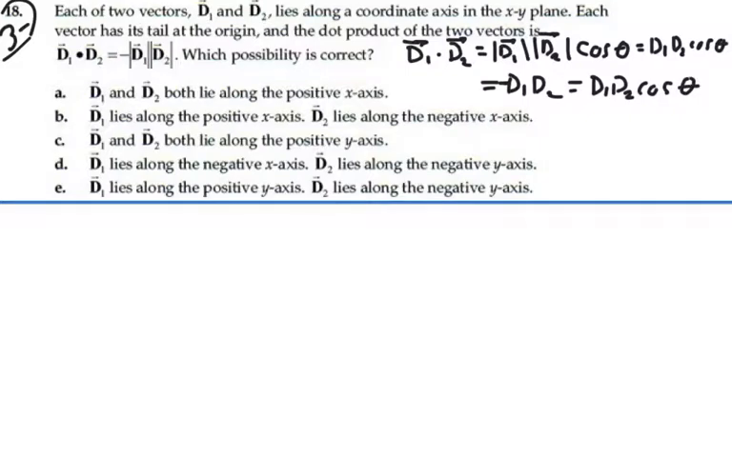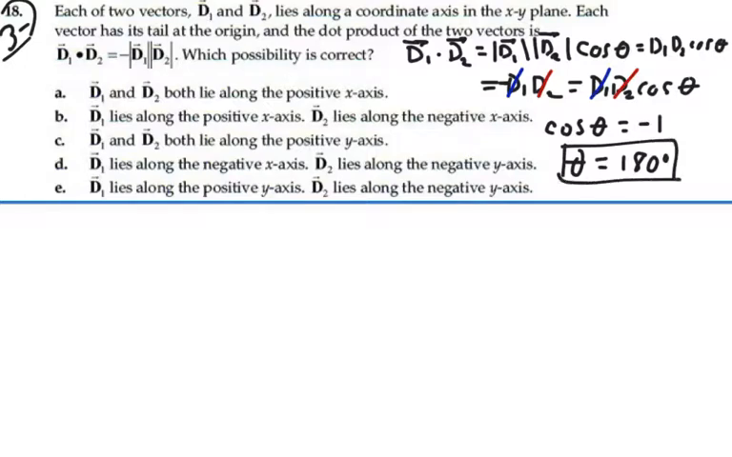Well, if we divide both sides by d1, get rid of those, and divide both sides by d2, get rid of that, we basically are going to come up with that the cosine of theta is equal to negative 1 between these two vectors. In other words, theta better be 180 degrees in order for this to happen. The two vectors are going to be found in exactly opposite directions. So we should have a d1 going one way, a d2 going the other way, and an angle of 180 degrees between them. So let's look at our possibilities.